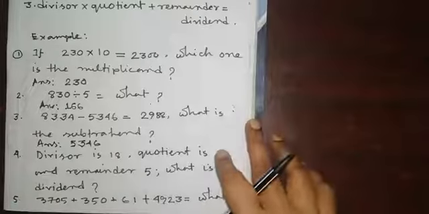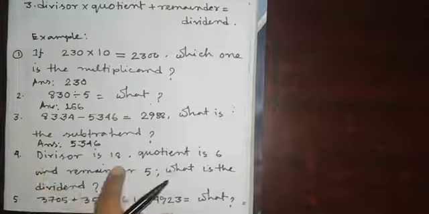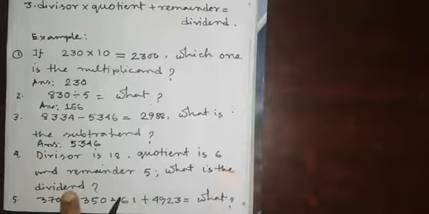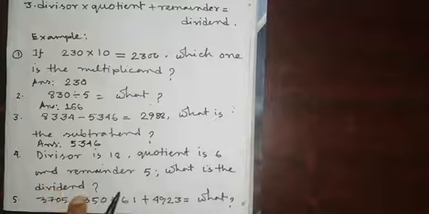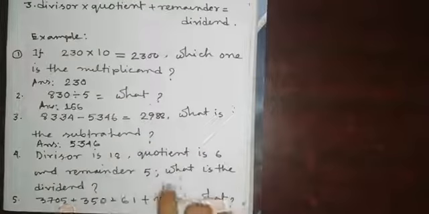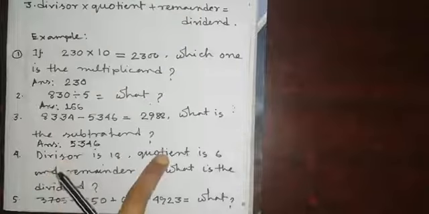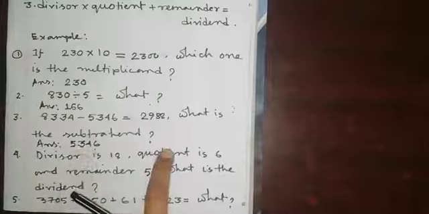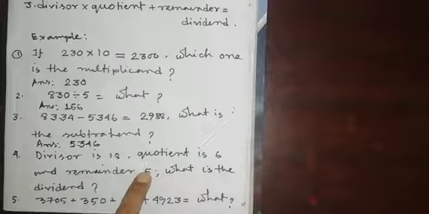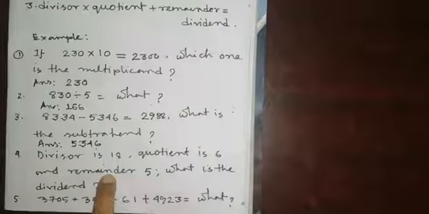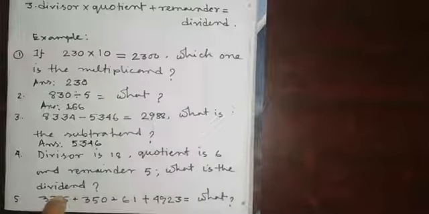Look at question number 4. Divisor is 18, quotient is 6, and remainder is 5. So what is the dividend? We need to follow the formula, isn't it? To find the dividend, we use the formula: divisor into quotient plus remainder. Then we will get the dividend.